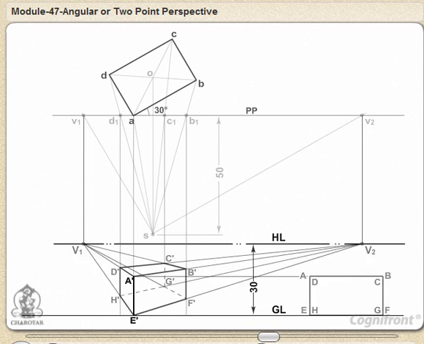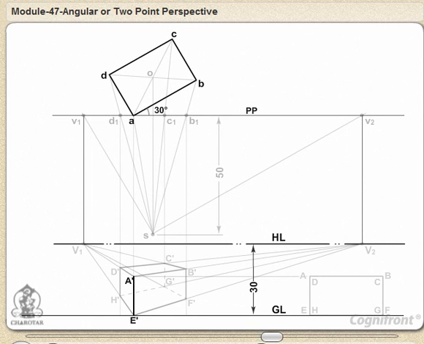As AE is in the picture plane, its perspective will be equal to the true length and the end E will lie on GL. Therefore, through A, draw a vertical line to a point E' on GL and on it mark A' so that A'E' equals AE.